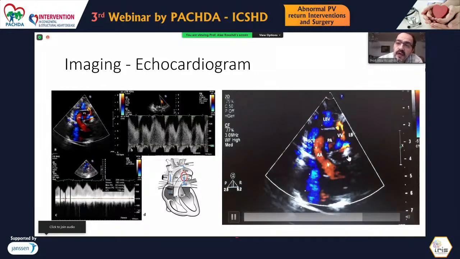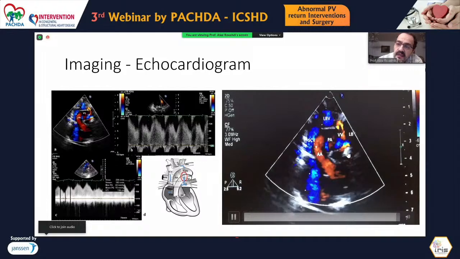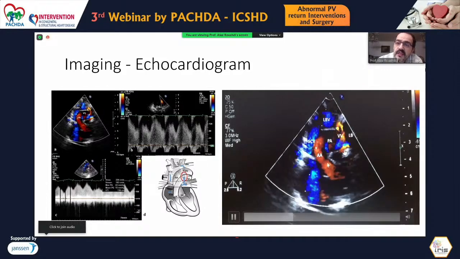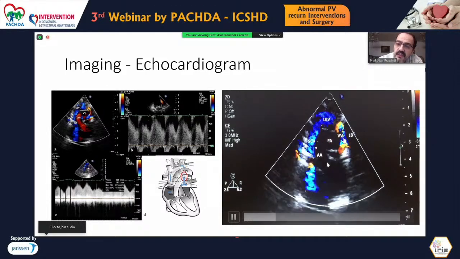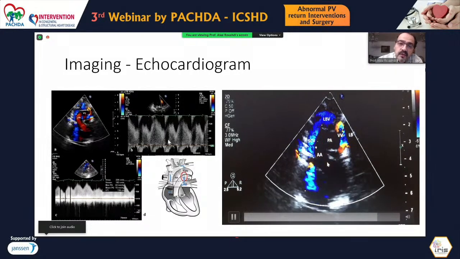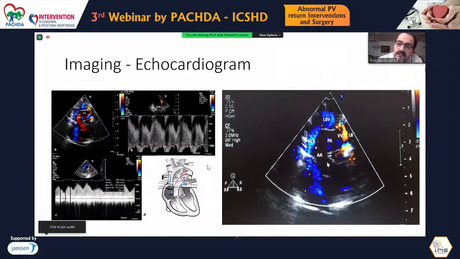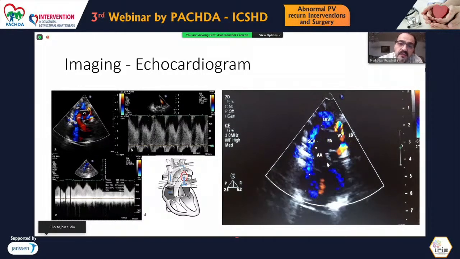Also, we need to properly identify any possible sites of obstruction. Here is a turbulent flow denoting the obstruction of the vertical vein as it crosses between the left pulmonary artery and the bronchus. And this would be confirmed by Doppler signal, confirming the presence of a significant gradient across this site of the turbulent flow.